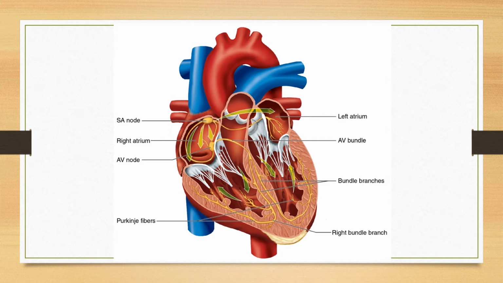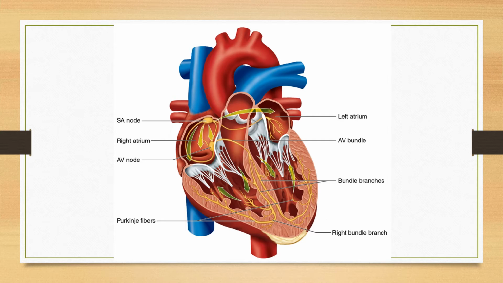So the SA node is up here in the right atrium, and it starts the electrical impulse, which then travels down to the AV node where it gets slowed a little bit, and then it goes into the bundle branches, into that septum again, and then into your right bundle branch and into the left bundle branch, and then goes outwards that direction.